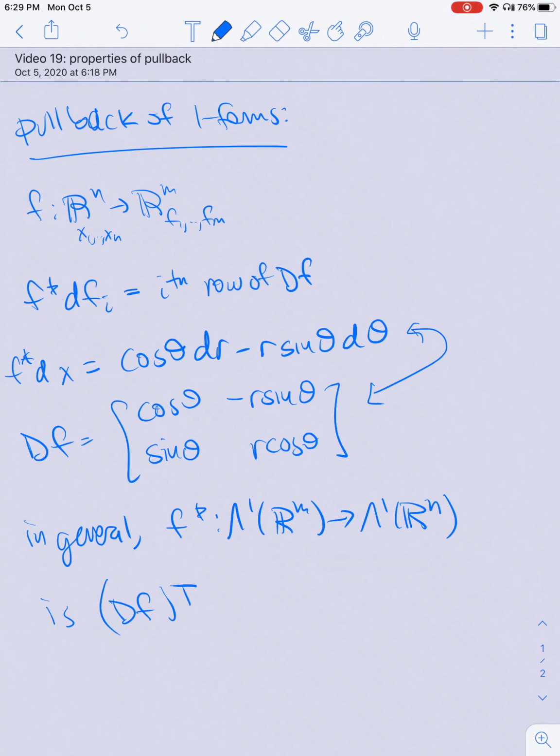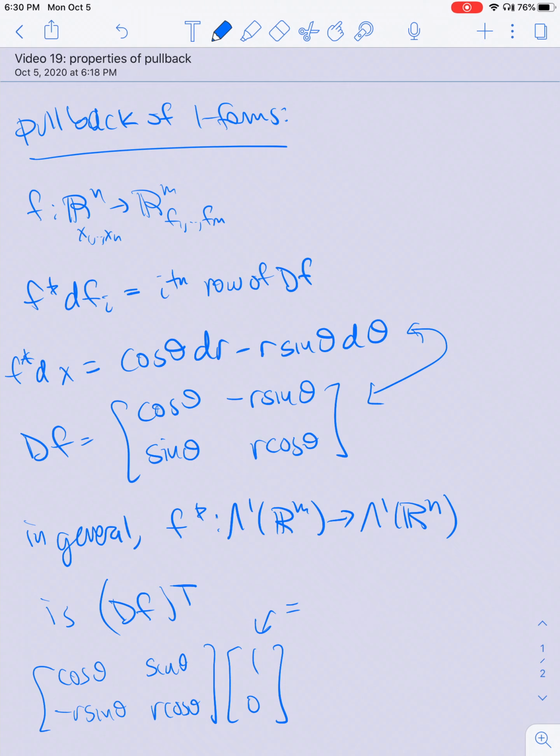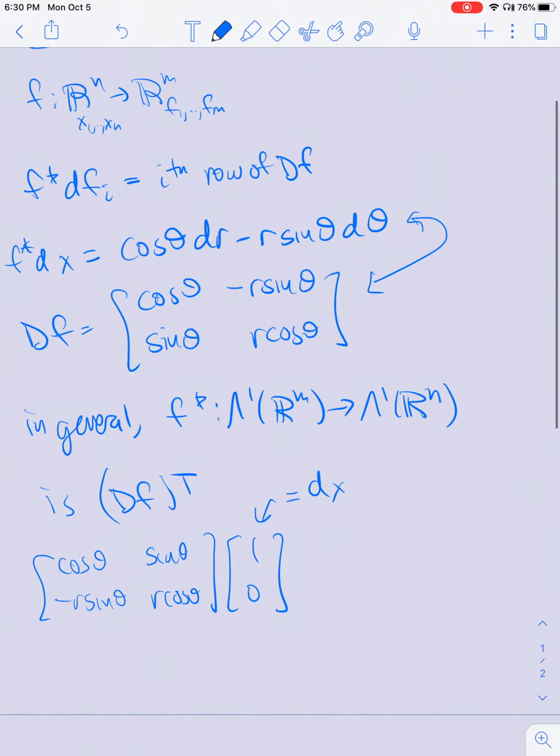So what you can see here is exactly when I take the transpose of this matrix, cosine theta, negative r sine theta, r cosine theta, and apply it to the vector 1, 0, which now as a one-form on R2 represents dx. This is exactly the vector cosine theta, negative r sine theta, which will represent cosine theta times dr minus r sine theta times d theta.